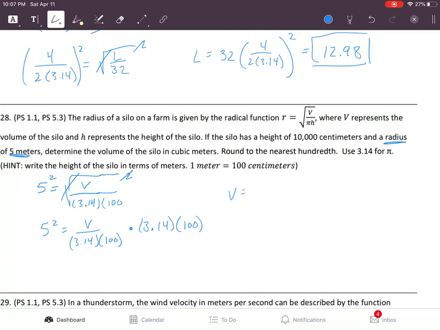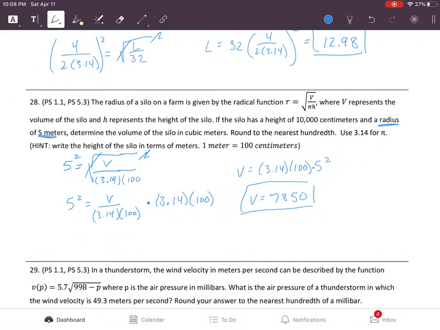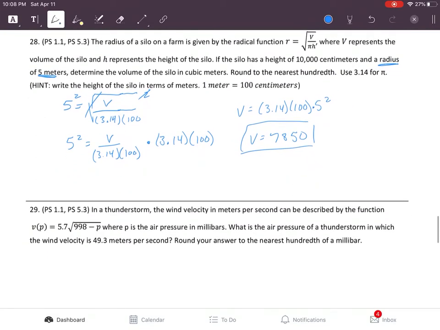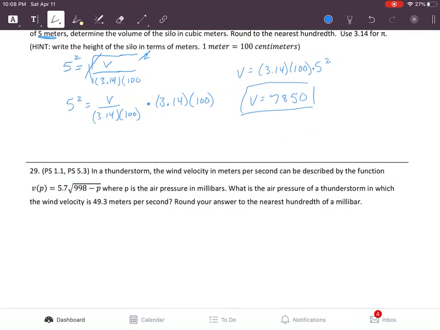So we have V is equal to 3.14 times 100 times 5 squared. Okay, now if we do that in the calculator, V will equal 7,850. Okay. Last one of this type.